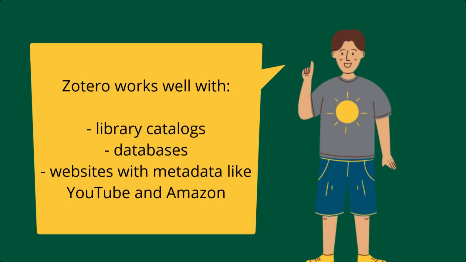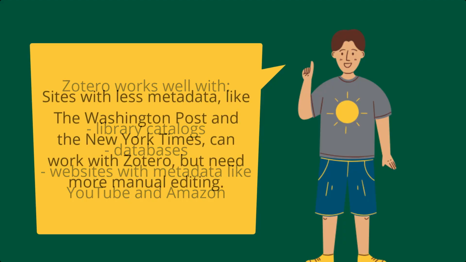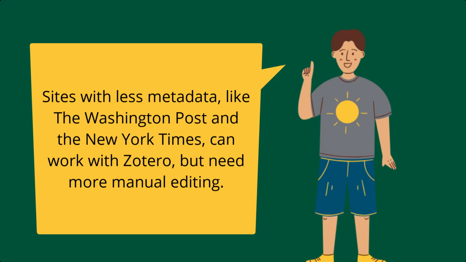Zotero is designed to work well with online library catalogs, databases, and any website that includes descriptive metadata like YouTube and Amazon. Zotero reads the metadata of potential research sources and grabs it to create a record once you select an item or items from the page you are on. You can use Zotero for websites like the Washington Post or the New York Times, but since these sites don't include a lot of descriptive metadata, you will need to manually complete records for items like these. We'll touch on that a bit later.